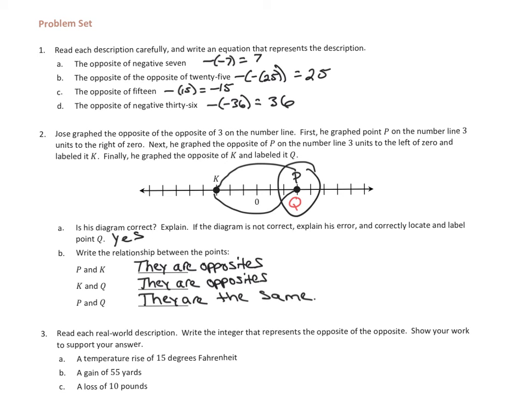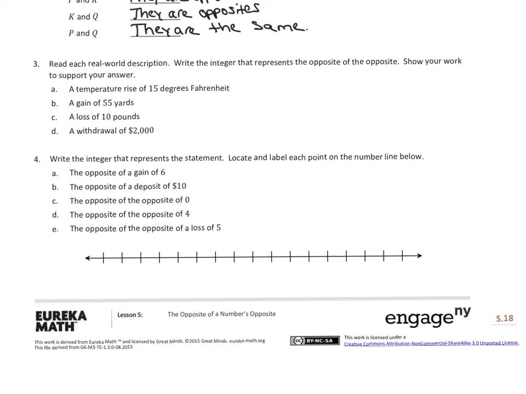All right, let's move on down to number 3. For number 3, it's tricky, and we must read the directions carefully. Read each real-world description, and then write the integer that represents the opposite of the opposite. Show your work to support your answer. So A says a temperature rise of 15 degrees Fahrenheit. Well, rise means positive, so that's positive 15. And so if we were to write that out, we would say the opposite of the opposite of positive 15 equals positive 15.